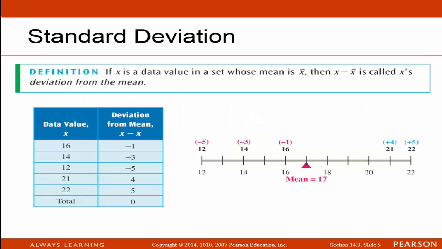Next thing we're going to talk about is standard deviation. So if x is a data value in a set that has a mean x bar, and if you remember x bar is the mean for a sample, then x minus x bar is called the x's deviation from the mean. So we have a table, and we have the data values 16, 14, 12, 21, and 22. And the mean for this data set is 17. So 16 minus 17 is negative 1, 14 minus 17 is negative 3, and so on. And you notice that if we add up all of these deviations, the sum actually adds up to 0.